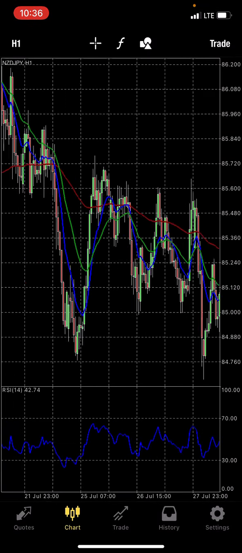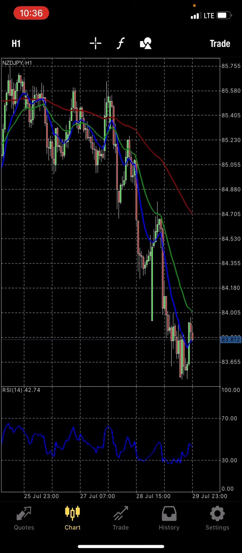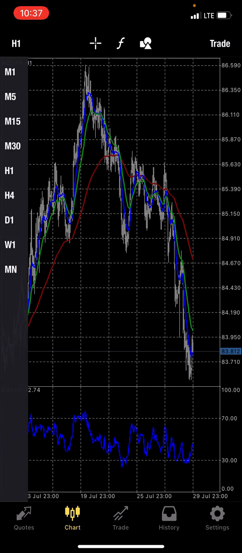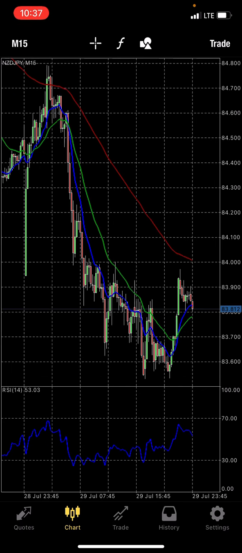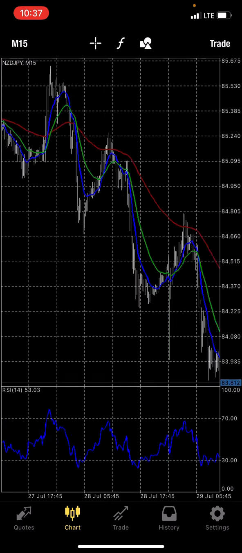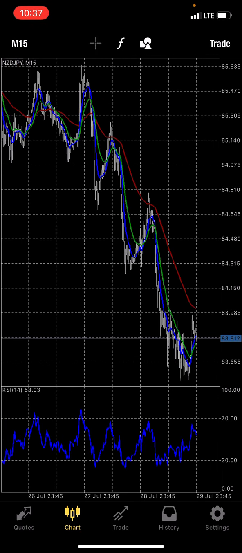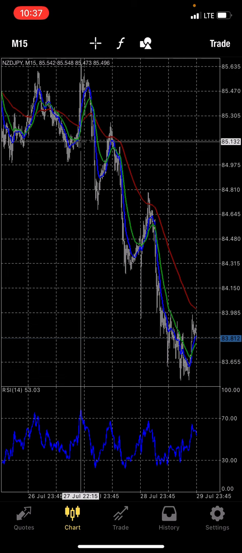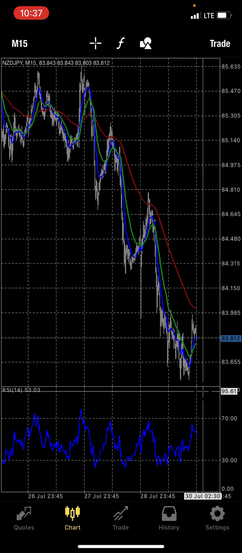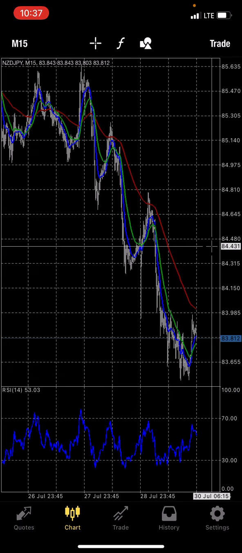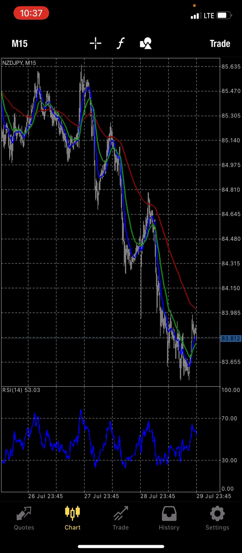NZDJPY. Boom. So this one's getting ready as well. Let's see. Yep. Yeah, so currencies against the Japanese yen right now, probably gonna be a buy. Yeah, so you see that, look. It done did it 1, 2, and it's 3, and it's gonna go down again and then probably come back up. So I'll probably look at that one as well.